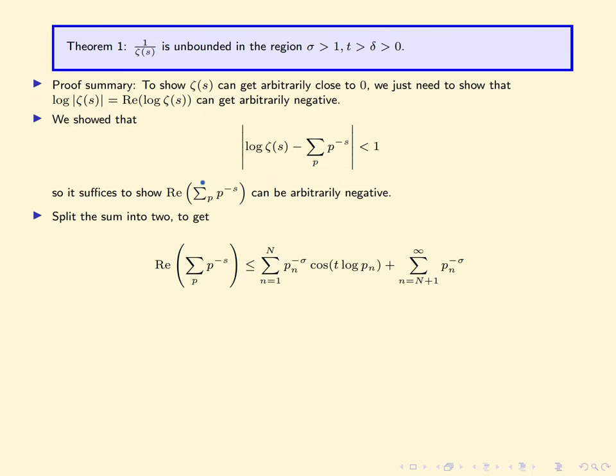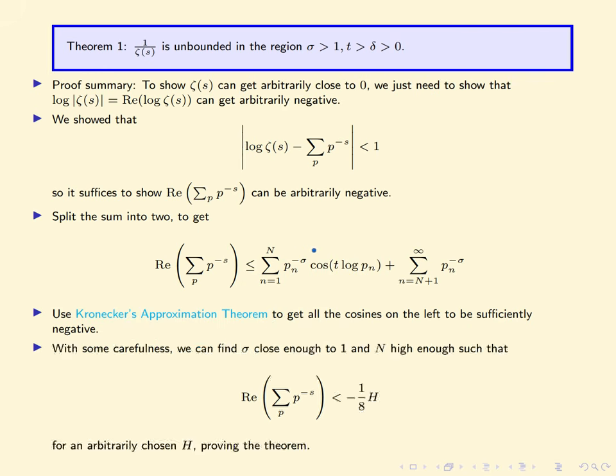And if we split up this sum into two, then we can write one term with a bunch of cosines. And we use Kronecker's approximation theorem to get all of these cosines to be sufficiently negative. And then with some carefulness, we found a sigma close enough to 1 and big N high enough such that this thing is less than negative 1/8 h for any arbitrarily chosen large h, which then proves the theorem. Okay, so that's our main result for today. And I'm going to go over a couple of extensions.